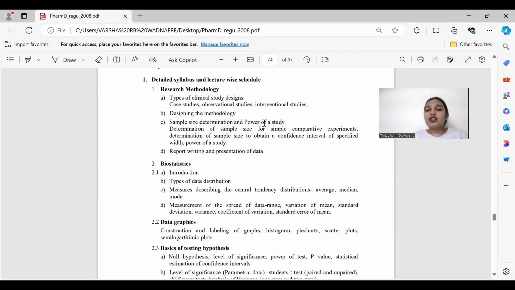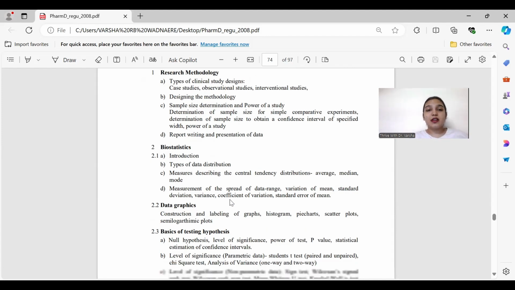Sample size, determination of power of a study. Then how much should be the sample size for each and every study conducted in your hospital or anywhere? How much should be the sample size to make that study a powerful study, a potent study? Then determination of sample size by comparative experiment. Then report writing and presentation of data. How will you write a report? The format, the layout, resources you will be learning from this, and how will you present that data? Where should you present that data? You'll be learning in this subject.